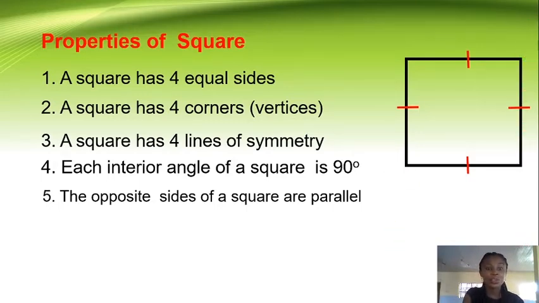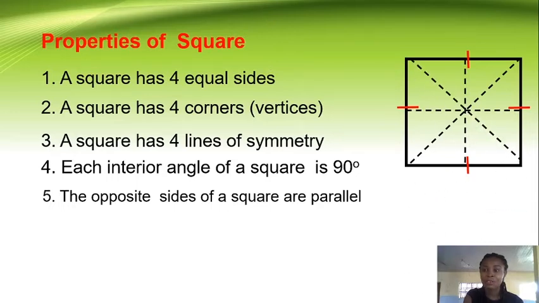Moving to the next one, a square has four lines of symmetry. That is, it can be folded into two and it will give you two equal halves. So let's find out. We have the first line of symmetry. Line of symmetry 1. Line of symmetry 2 at the center. Line of symmetry 3. And line of symmetry 4. We have 4 lines of symmetry on a square. Okay?